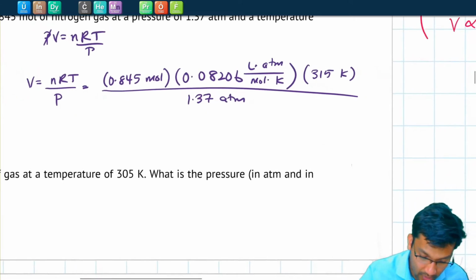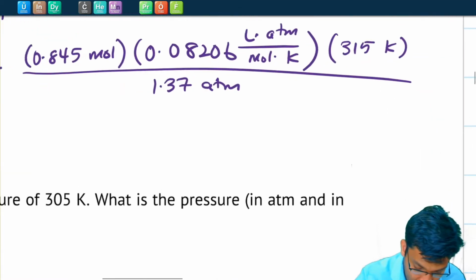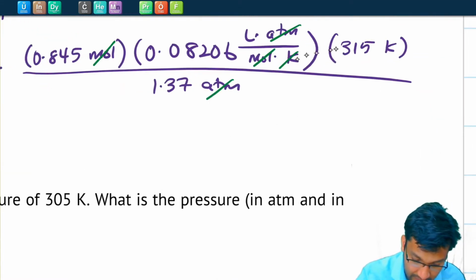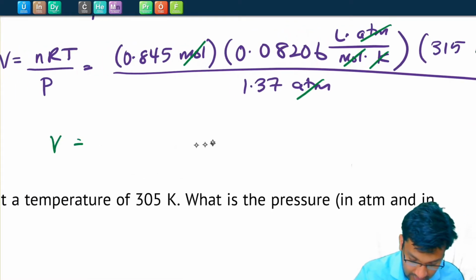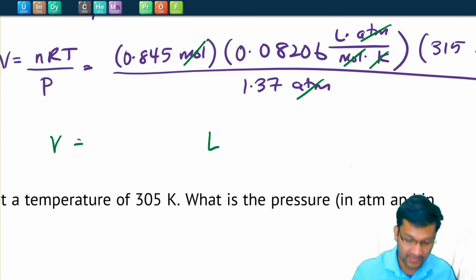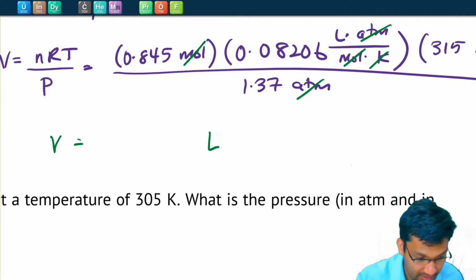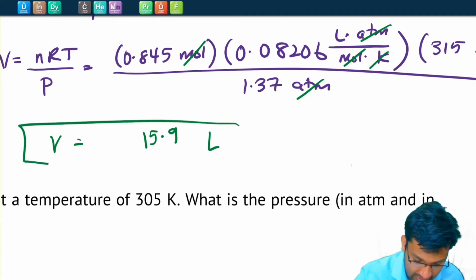So here's how all of the units cancel out that we talked about. Moles cancel out with moles, atmospheres with atmospheres, Kelvin with Kelvin, and we're left with liters. So the volume will be in liters, which is what we expected. You punch all of these in your calculator, and I believe we come up with 15.9 liters for the volume.